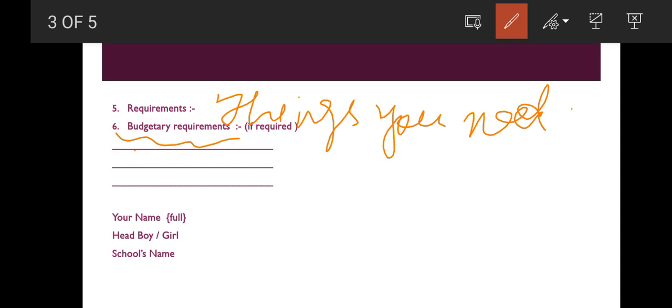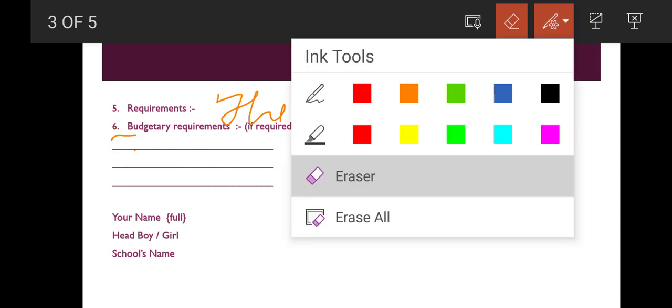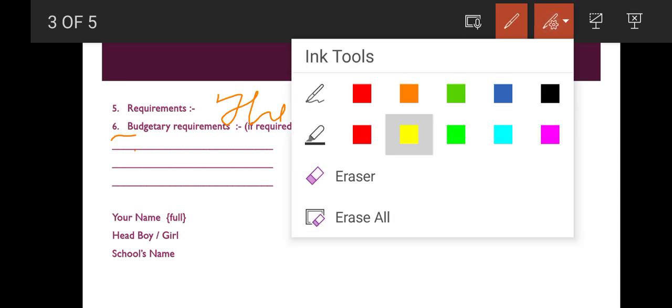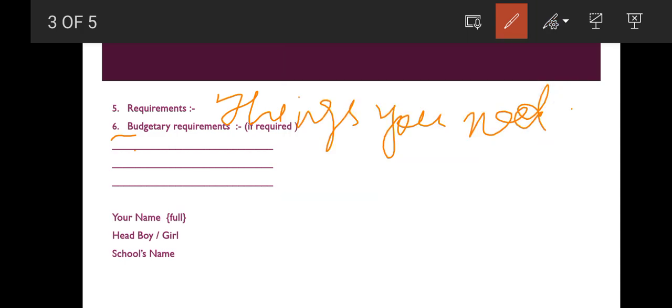So if the budgetary requirements are required, you need to write into that. If not, you do not need to write it. But this heading, budgetary requirements, would be there in your proposal writing. Do not delete the heading even if it is not used. The heading would be there, but you do not need to write the matter into it. Are you understanding what I'm saying?